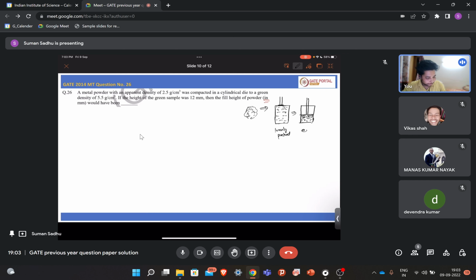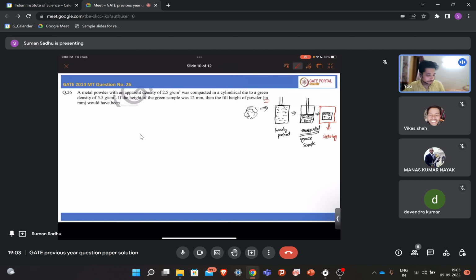Now it is compacted. This compacted sample is called green sample. Then we take out this compacted powder sample, that is the green sample, and put it in a furnace. So then this is sintering.